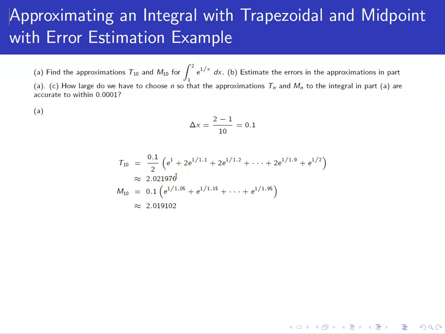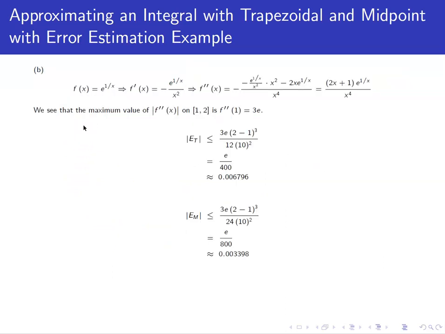Now with midpoint rule, we need to plug in the midpoints of each of our subintervals. So the midpoint in the interval from 1 to 1.1 is 1.05. From 1.1 to 1.2, it's 1.15, and so on up until we get to 1.95 for our midpoint. The multiplier out in front will be just delta x, so that's where the 0.1 comes from. Using our calculator again to simplify the sum, we'll get approximately 2.019 for the approximation for the integral.